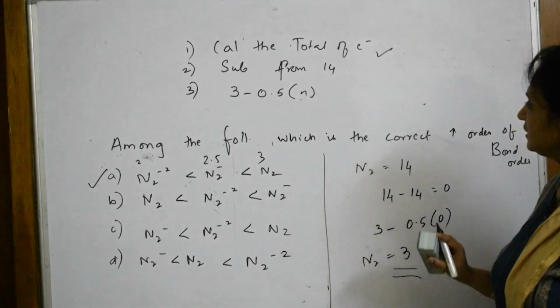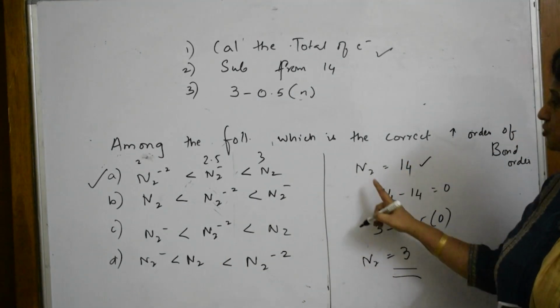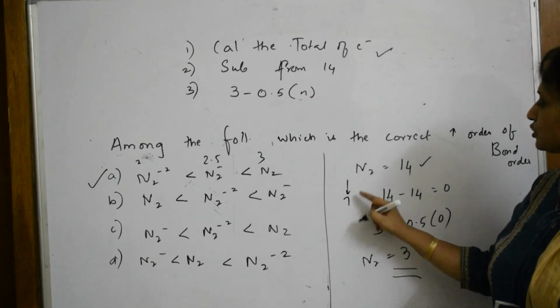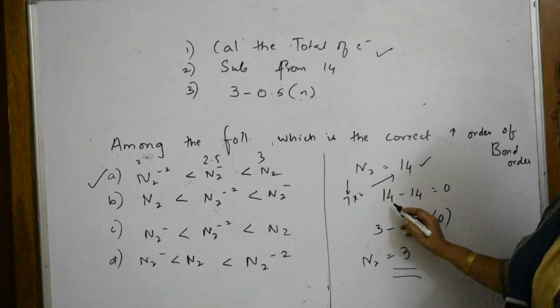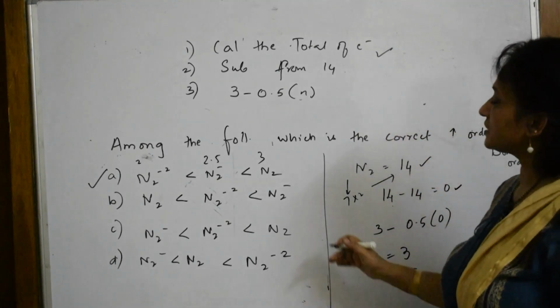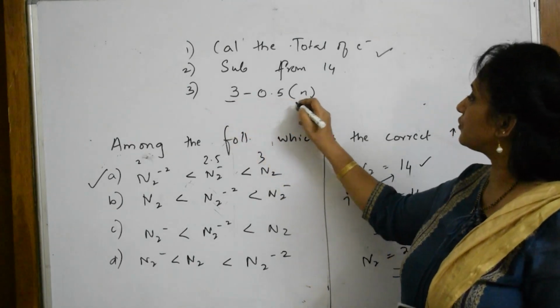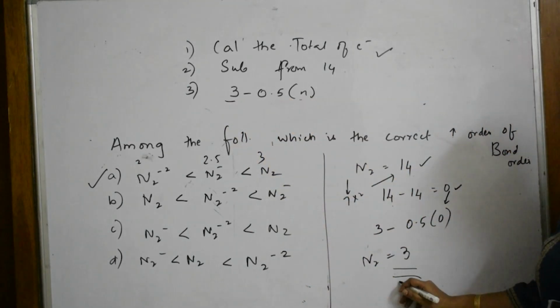Simple, again I'll just repeat it. Whatever is the total number of electrons, write it. For 1 nitrogen it is 7. For 2 nitrogens it is 7 into 2, 14. After that, you subtract from the number 14 and I get 0. Then I substitute in 3 minus 0.5 n, where the n value is 0. Finally, I have got 3.